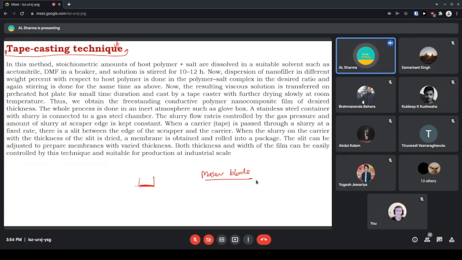For thickness, a screw gauge is there, and the motor is controlled, or you can use it yourself. You just pull it from one side to the other, and controlled thickness films appear, of the order of micrometers. So this is said to be the tape casting technique.